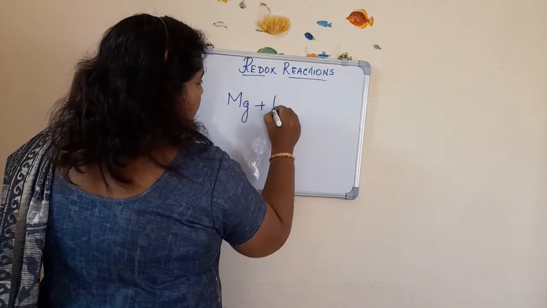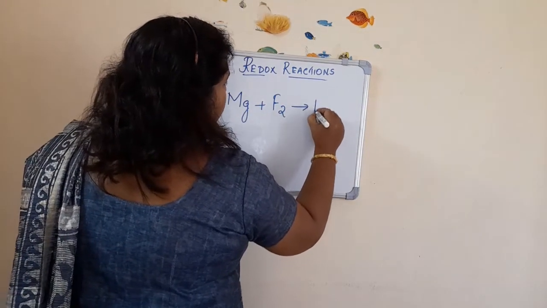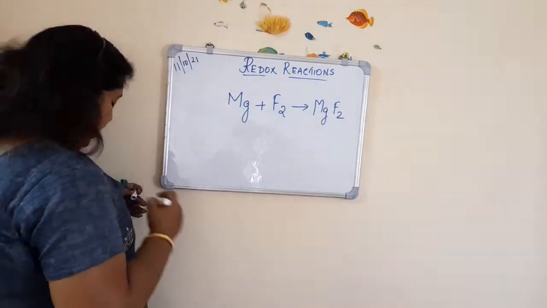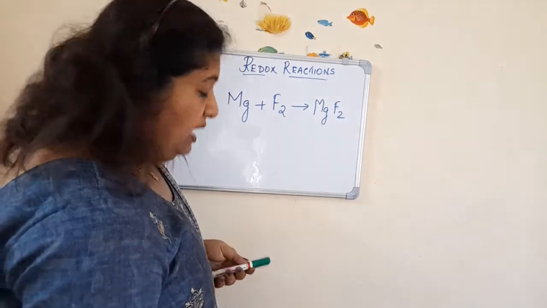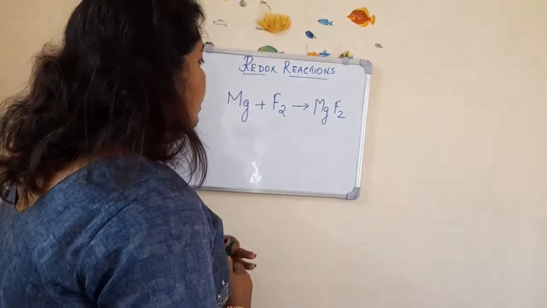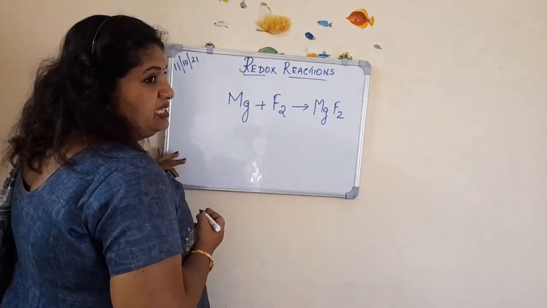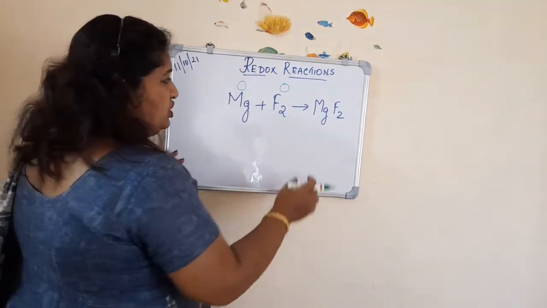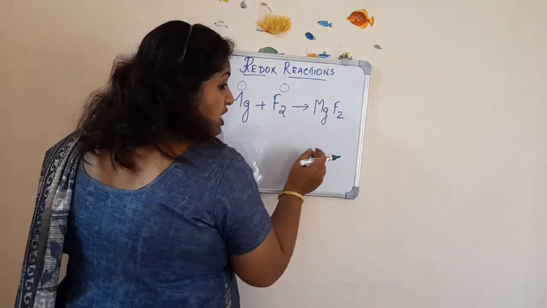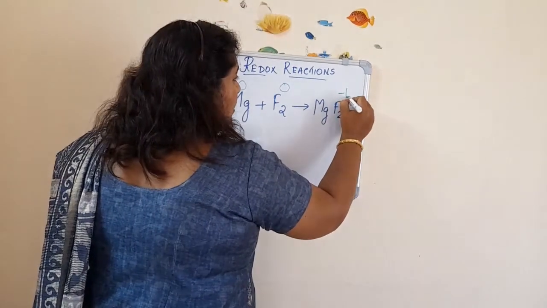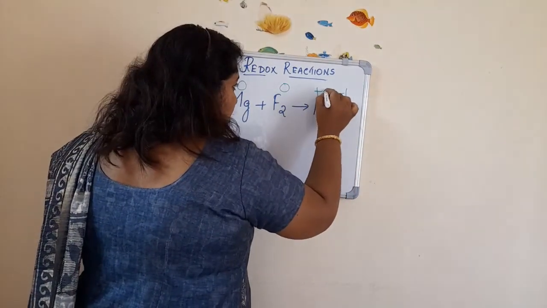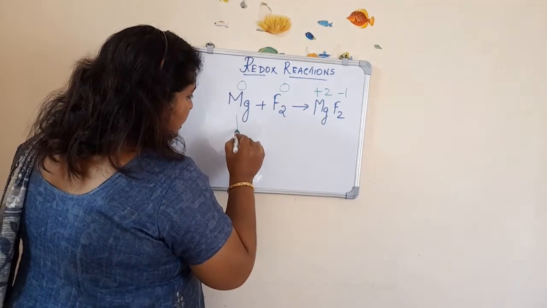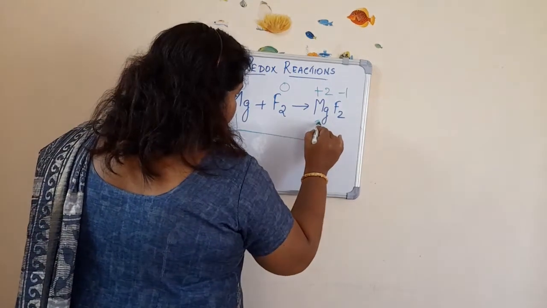Mg plus F2 gives MgF2. Here you can tell me the oxidation numbers of magnesium and fluorine. What are the oxidation numbers of magnesium and fluorine? Yes, very good, 0. What about this magnesium and this fluorine? The oxidation number of fluorine is -1 and magnesium is +2. So here the oxidation number has increased from 0 to +2.